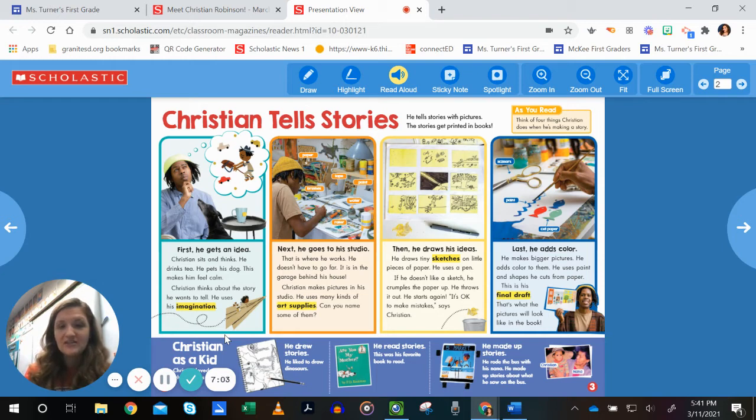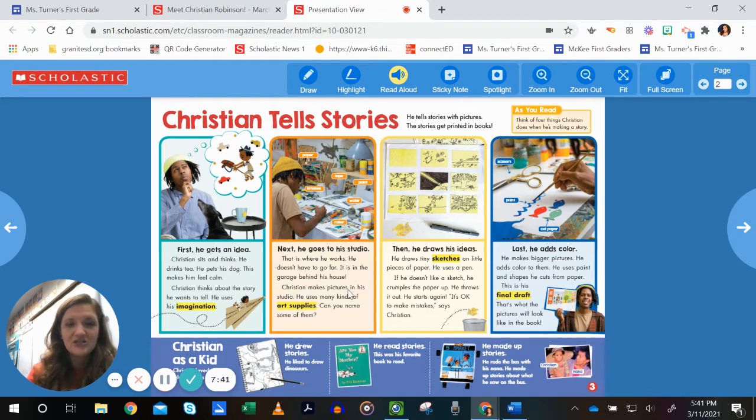What would be a good detail to share? Let's keep reading and see if we find more that we like. The orange section says, next he goes to his studio. That is where he works. He doesn't have to go far. It is in the garage behind his house. Oh, I think that's an interesting fact, that he has his studio in a garage behind his house.